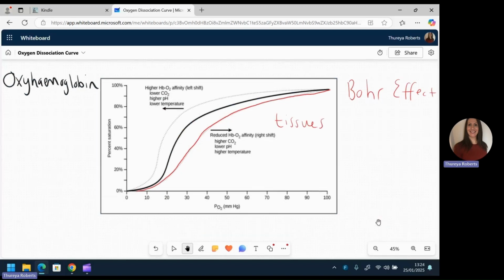So let's look at the Bohr effect in more detail. The goal in the tissues is to get as much oxygen off the haemoglobin as possible for cellular respiration to make ATP. Remember that ATP is the energy currency found within the cells.